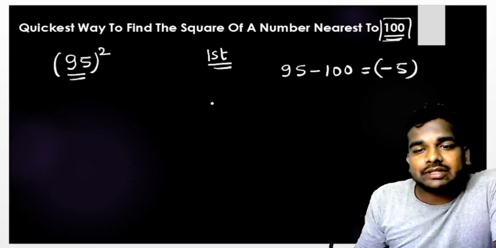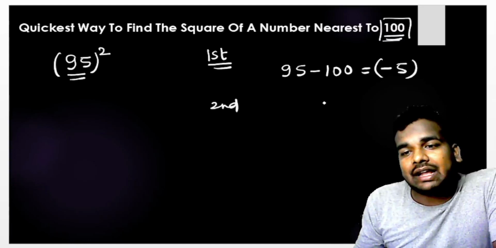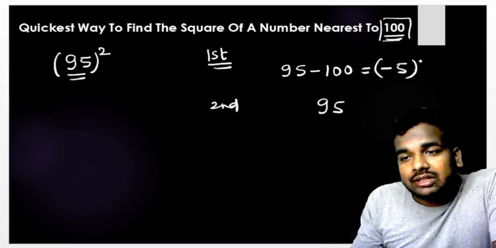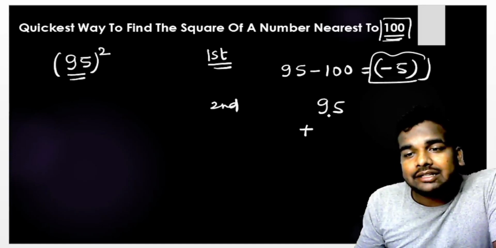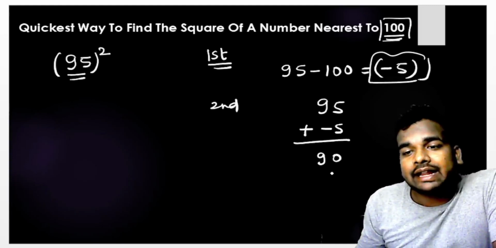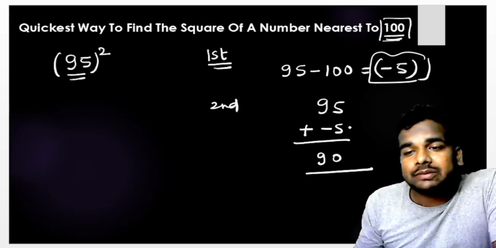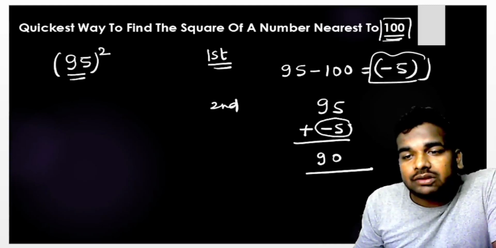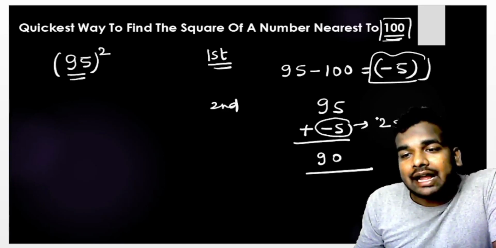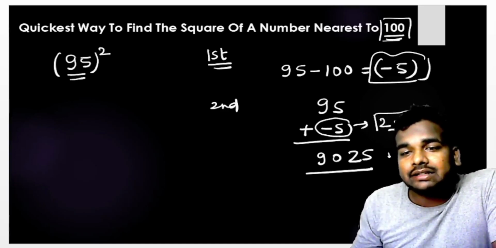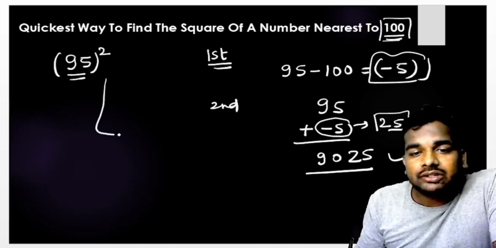Now the second step is to add 95 to this result, minus 5. How much do you get? You will get 90. The third step is to find the square of this minus 5. You will get 25. Just place this 25 beside 90.